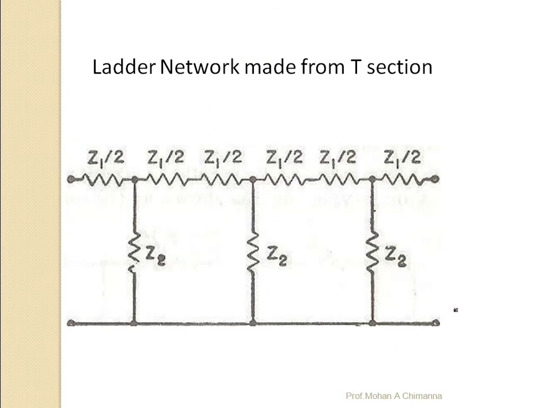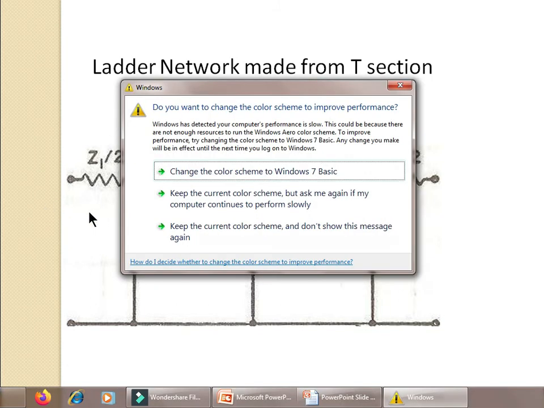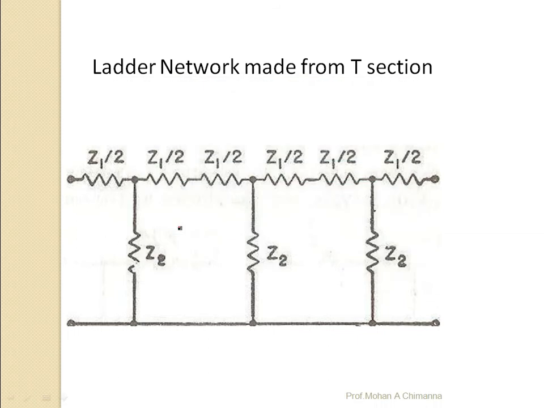So here the n number of T sections will be connected in a series form to form the ladder network of the T section. Suppose Z1 by 2, Z1 by 2, Z1 by 2. Here basically I break the network here. There are three T section networks: this is the first T section network, here is the second, and here is the third T section network. Means three T section networks are connected in series form to form the ladder network of the T sections.